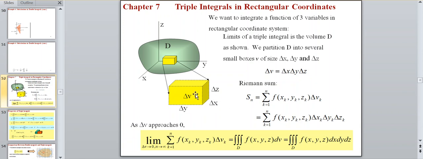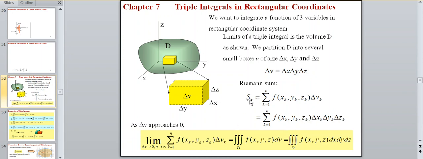Now, inside each small box, we choose any arbitrary point, like xk, yk, zk. And we form this sum, which is the Riemann sum, right? Sigma f of xk, yk, zk, it means the value of function at this point, times delta vk, which is the volume of the kth small box. And you can see delta vk is the product of these three elements.